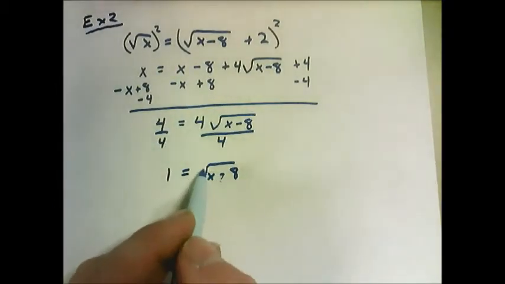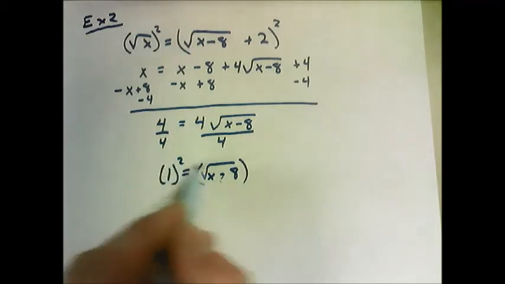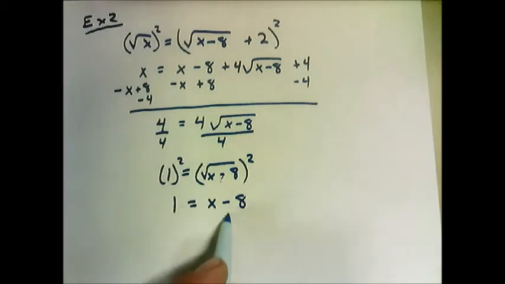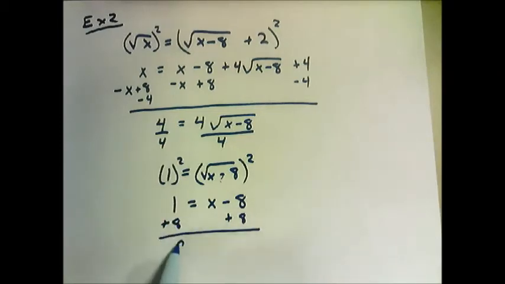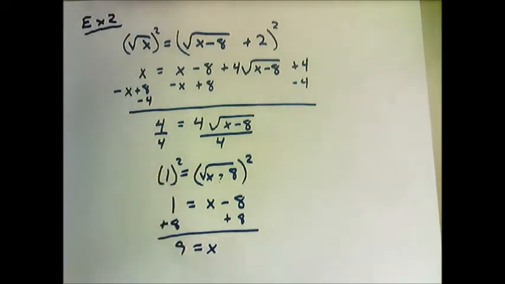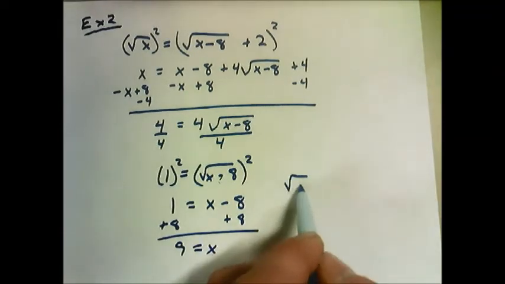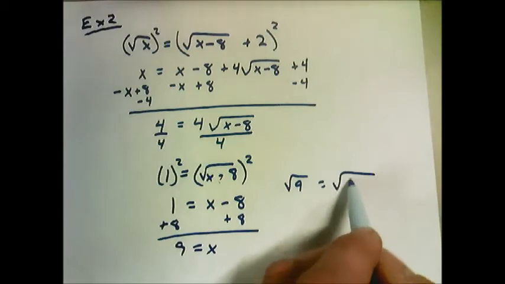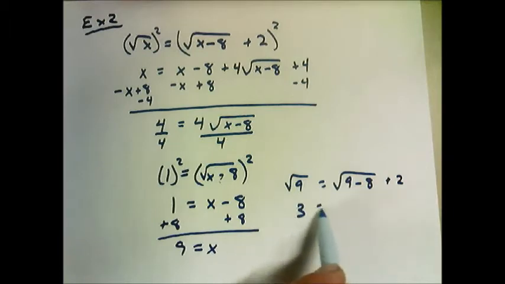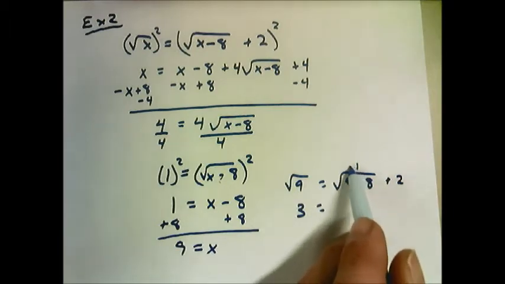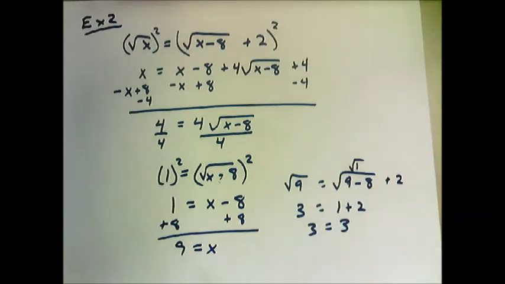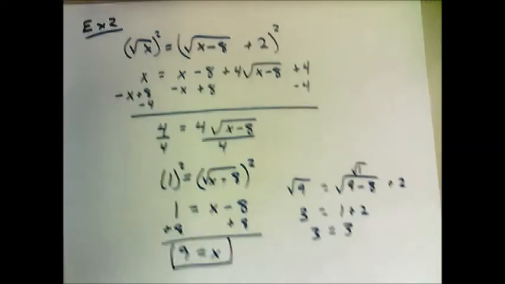Now that I have the radical by itself, I can go ahead and square both sides. So I have 1 equal to x minus 8. Add 8 to both sides, and 9 equals x. Remember though, we have to plug that back into the original to make sure that it works. So off to the side I have the square root of 9 equal to the square root of 9 minus 8 plus 2. Square root of 9 is 3, equals 9 minus 8 is 1. The square root of 1 is 1, plus 2, and that gives me 3. So we know that it works. So 9, again, is our solution.